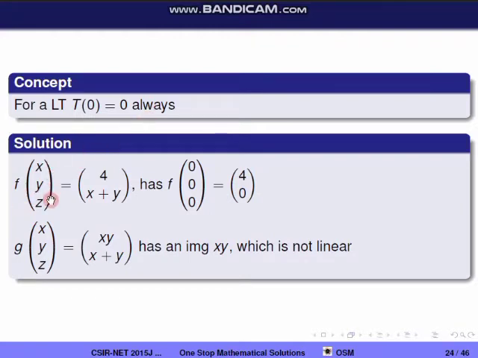So f of xyz is equal to 4x plus y. If we note that f of 0 should be 0 here, but here we are getting f of 0, 0, 0 is equal to 4 comma 0.